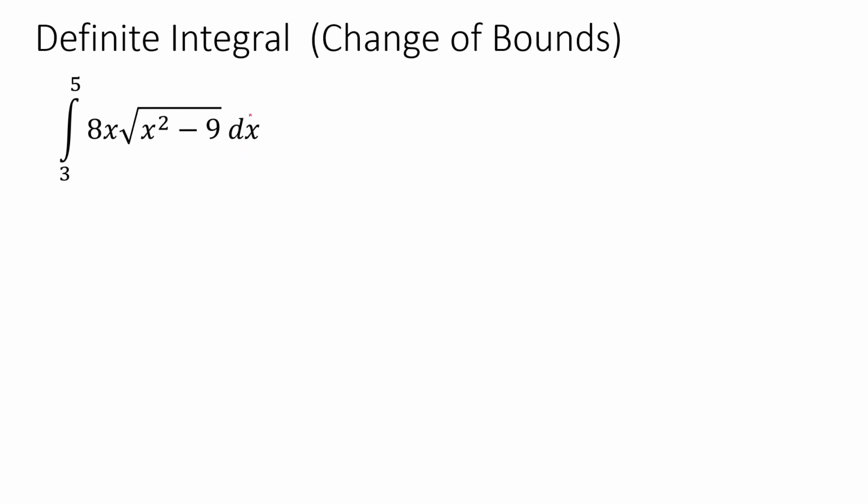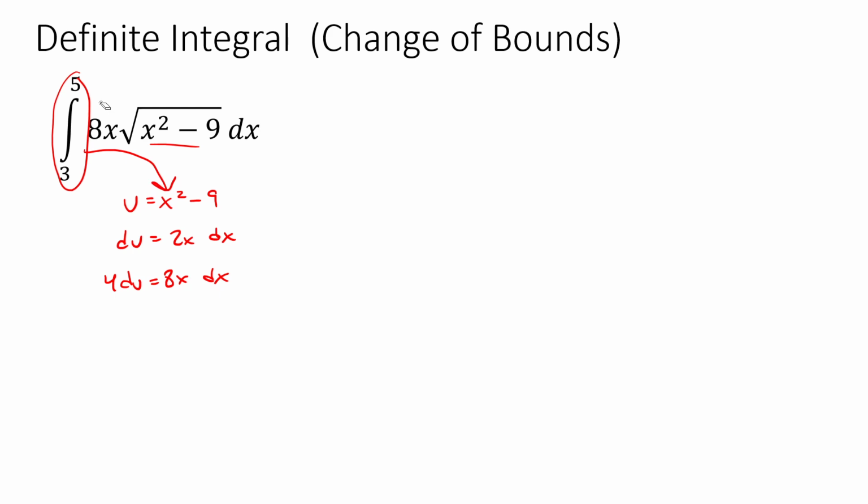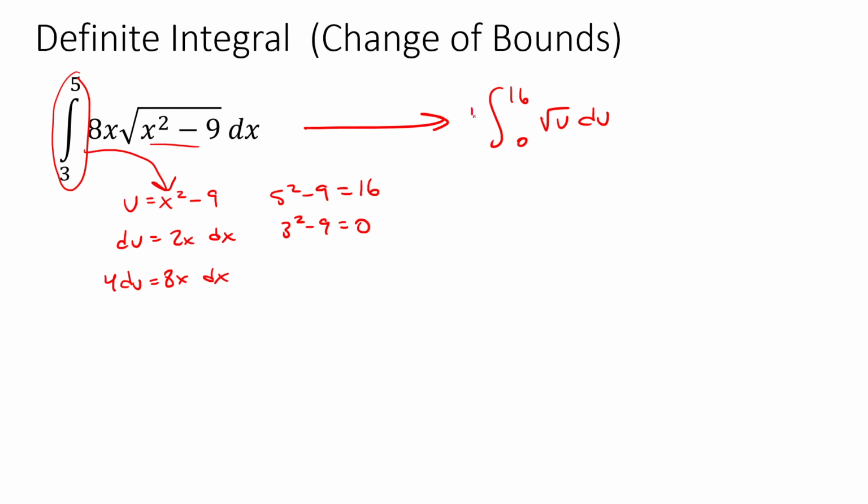The integral from 5 to 3. Okay, so again, I'll pick my u, get my du, manipulate it to match. I will also now plug in my bounds into the u expression. So I'll say 5 squared minus 9, and 3 squared minus 9. Well, 3 squared minus 9 is 0, and 25 minus 9 is 16. Those become the new bounds of my integral. And this will be this with a 4 in front.